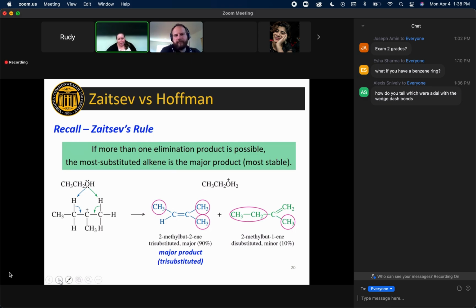But think about it for a second. We're organic chemists. And so sometimes we want to synthesize a particular molecule, right? We have a target molecule in mind. We have a cancer drug that we need to synthesize, and it has a double bond in it that is di-substituted instead of tri-substituted. How do we affect a synthesis that could give us the less substituted product?